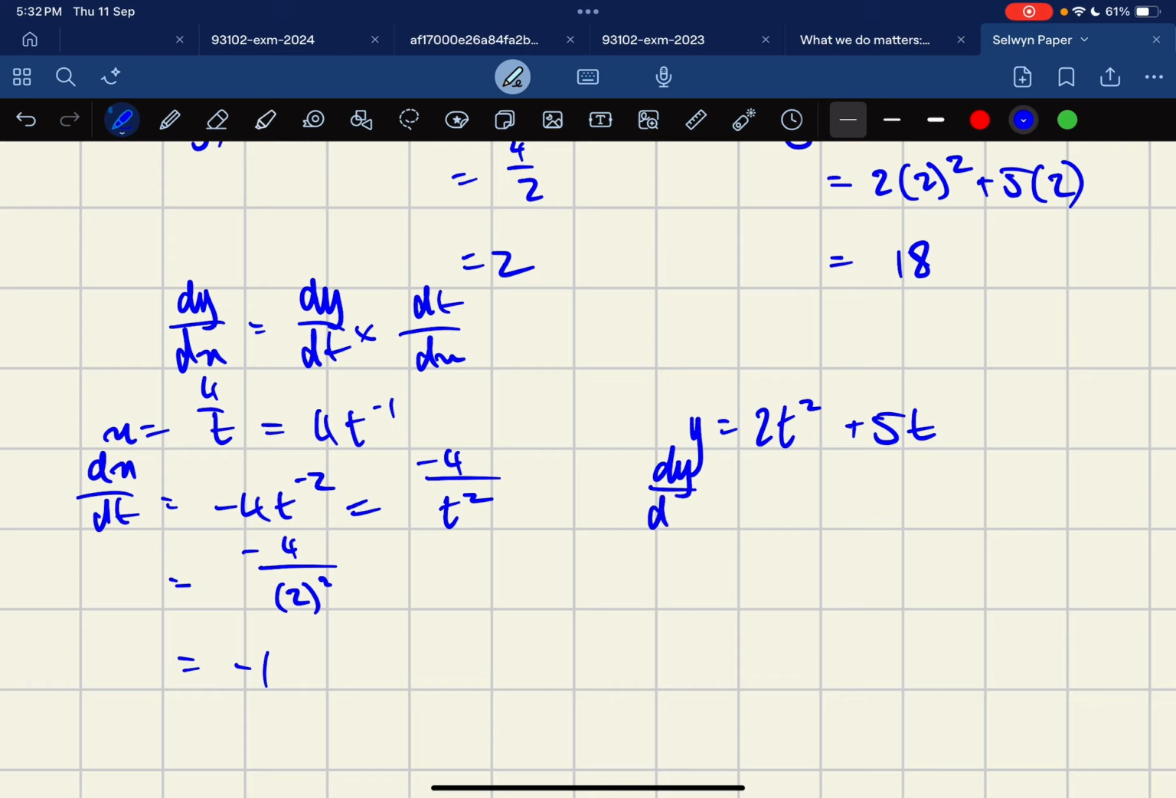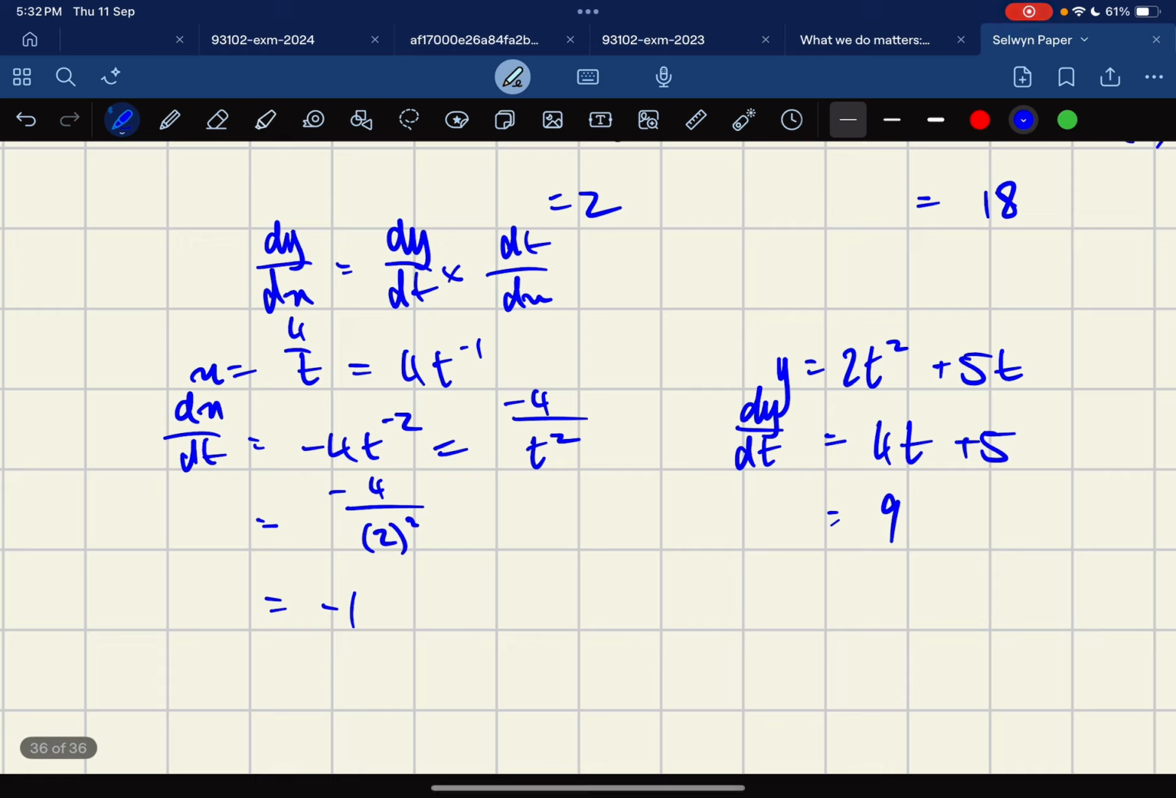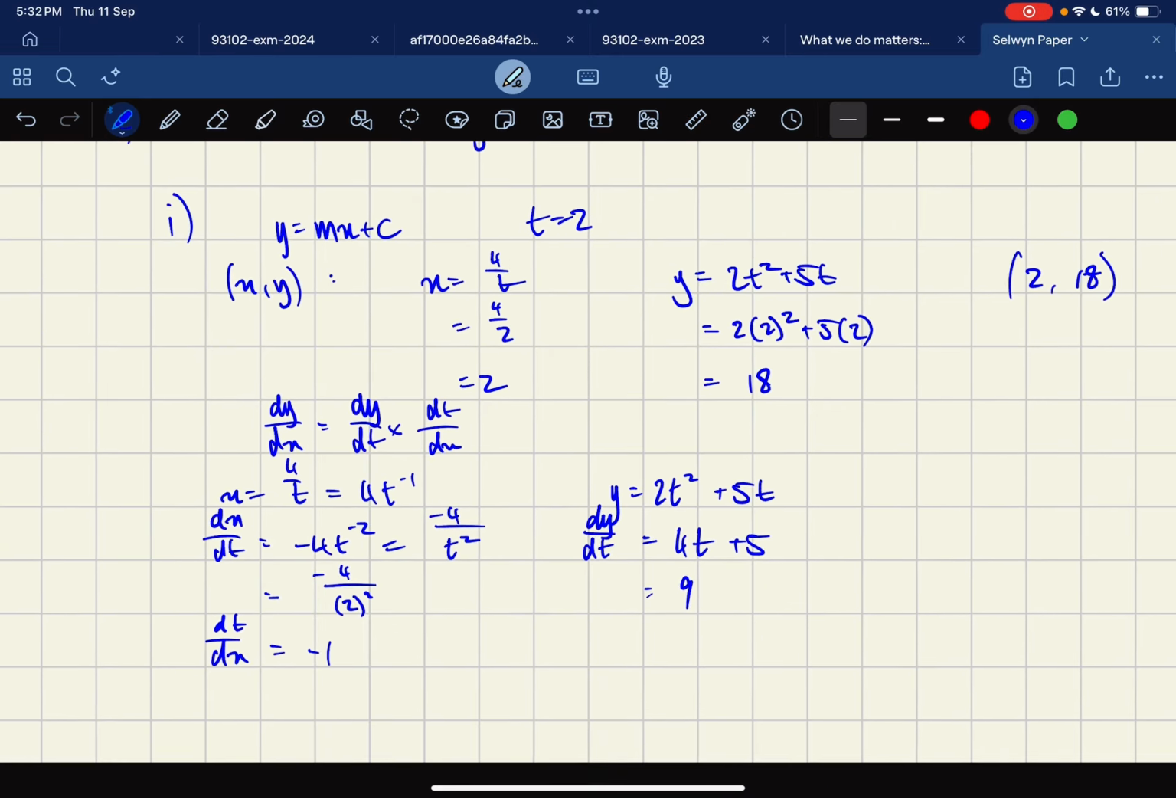So dy over dt is equal to 4t plus 5. And again, let t is equal to 2. So then dy over dt at this point is equal to 9. And since dx over dt is equal to negative 1, the reciprocal of negative 1 is just still negative 1. So then dt over dx is also equal to negative 1 at this point.